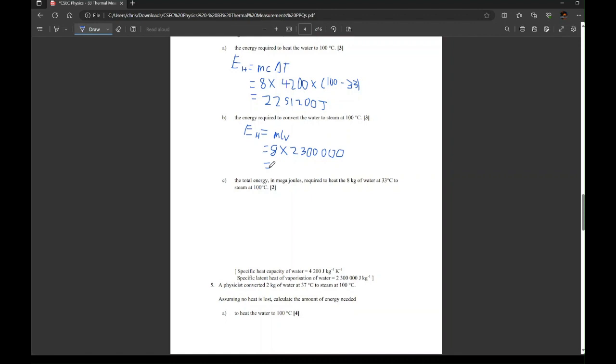Put this into a calculator. We get an even bigger number, which I believe is actually 18,400,000. Let's just go ahead and write that.